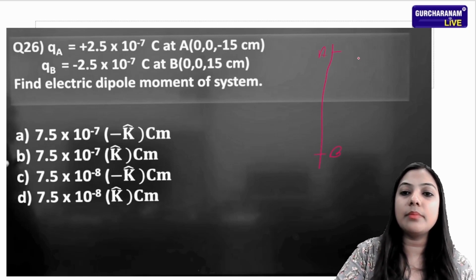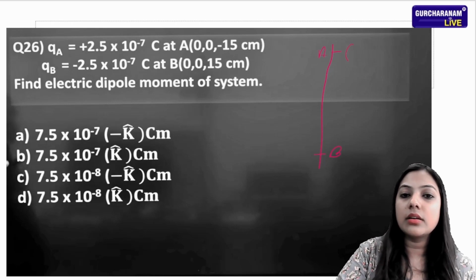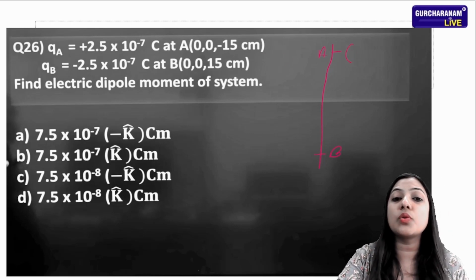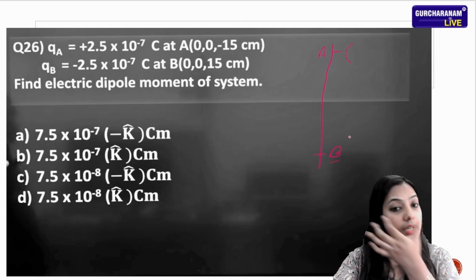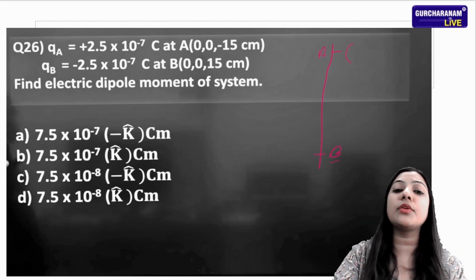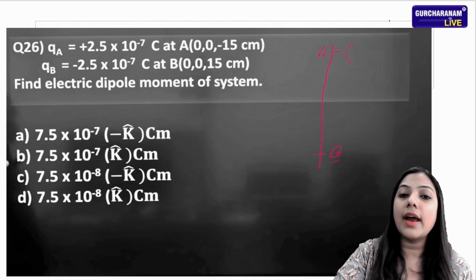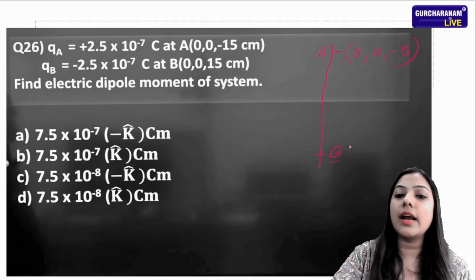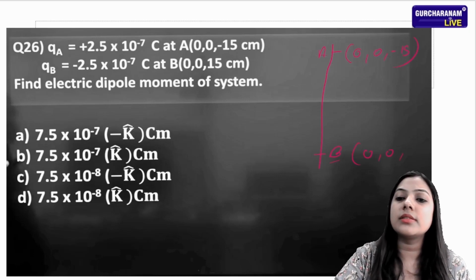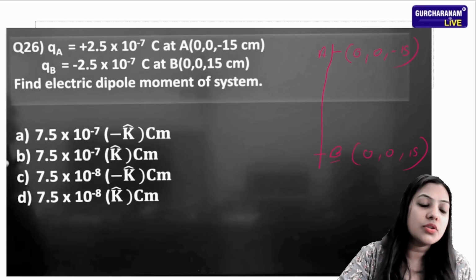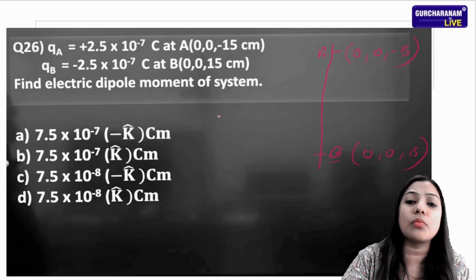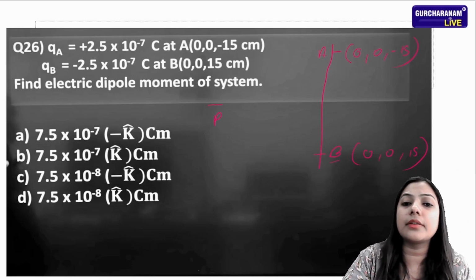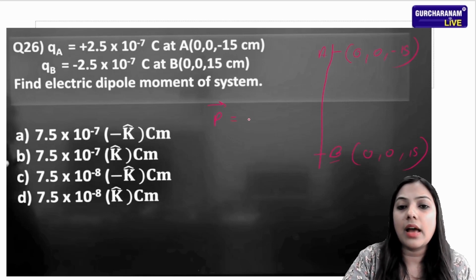At point A, the charge is plus 2.5 multiplied by 10 raised to the power minus 7. At point B, the charge QB is minus 2.5 into 10 raised to the power minus 7. At point A, we have the coordinates 0, 0, minus 15. And at point B, we have the coordinates 0, 0, 15. So we have to find the electric dipole moment. And what is the formula of electric dipole moment? First of all, it is represented by P.